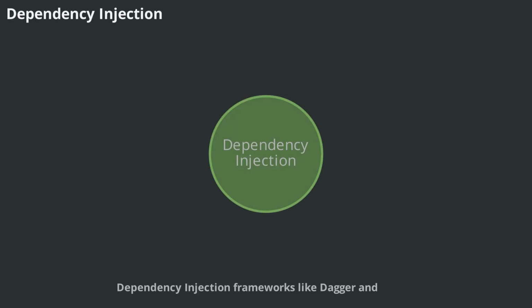Dependency injection frameworks like Dagger and Hilt help manage dependencies and promote testable, maintainable code. They allow you to inject interfaces instead of concrete classes, following the dependency inversion principle. Interviewers may ask about DI frameworks and their benefits.